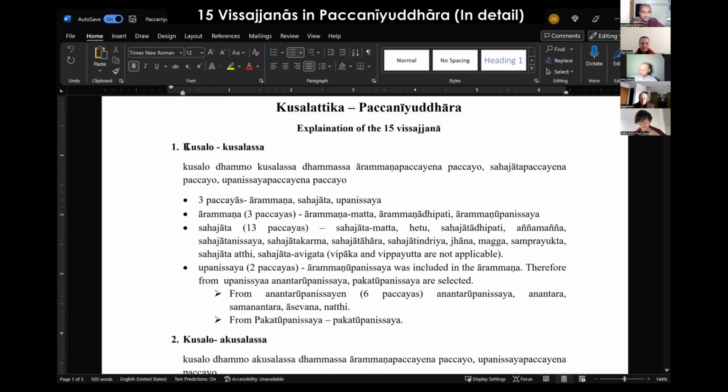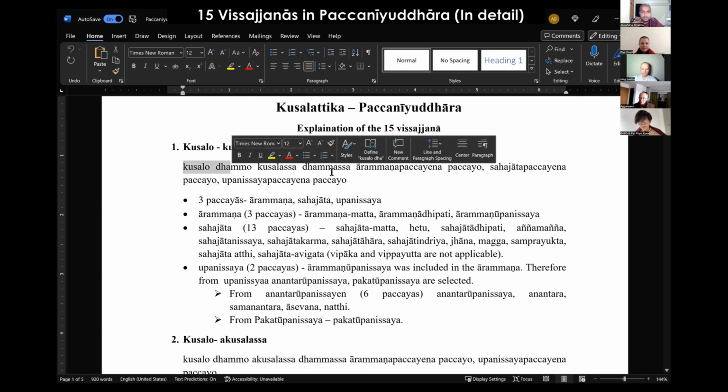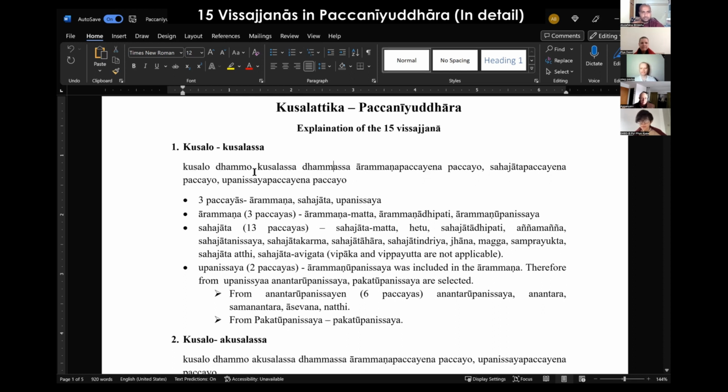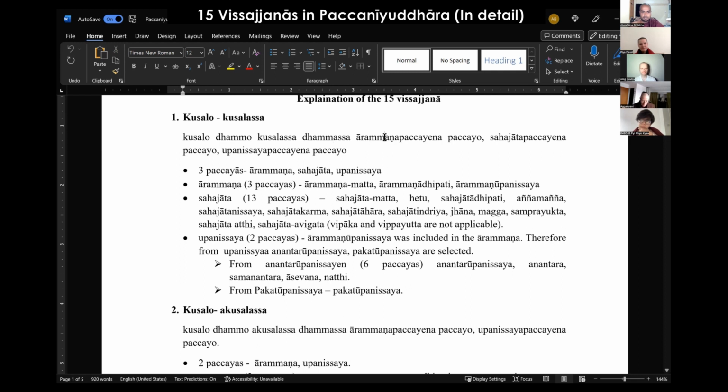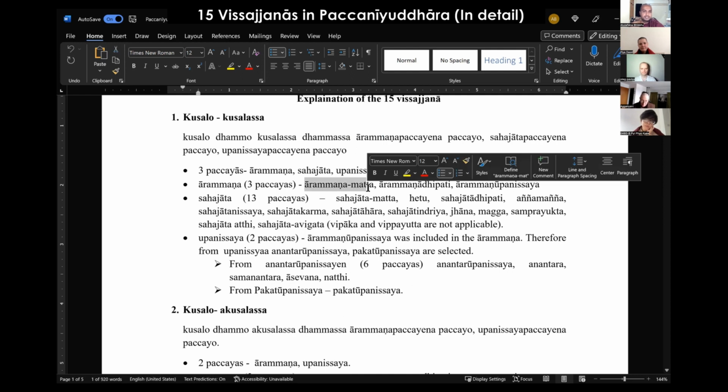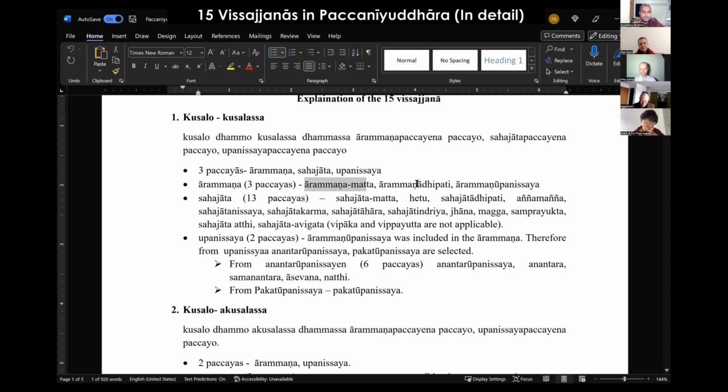So we look at the first one, kusalo kusalassa. It says kusalo dhammo kusalassa dhammassa nārammaṇapaccayena paccayo, sahajāta paccayena paccayo, upanissaye paccayena paccayo. So here we are looking at how many Paccayas: nārammaṇa, sahajāta, and upanissaya. From the 56 Paccayas, we select 3 Paccayas from nārammaṇapaccayā: the mere ārammaṇa, the second one is ārammaṇādhipati, and the third one is ārammaṇūpanissaya. So these 3 Paccayas are selected.